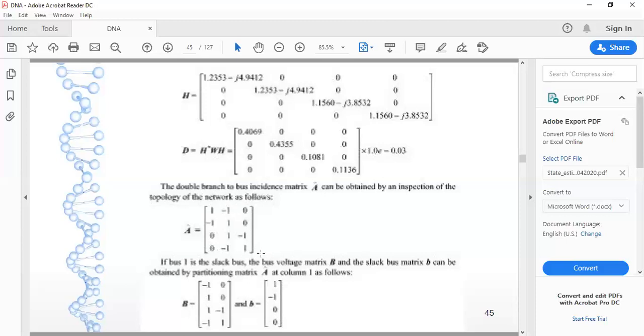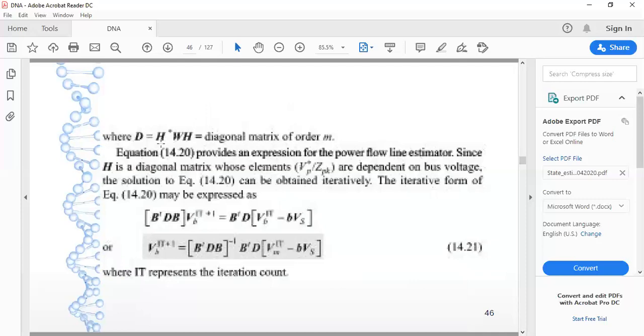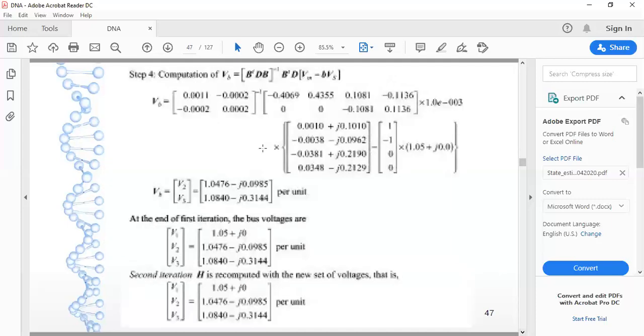So this portion is my capital B. Now I have separated my incidence matrix into two components, small b and capital B. After determining D, I can easily determine the value of VB, that is the bus voltage after the first iteration, and the equation is known to us. Now the value of each element is also known to us. So if we substitute this, then VB should be equal to B transpose D into B inverse, which is represented by this matrix.